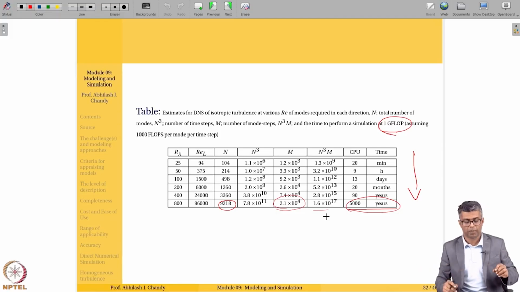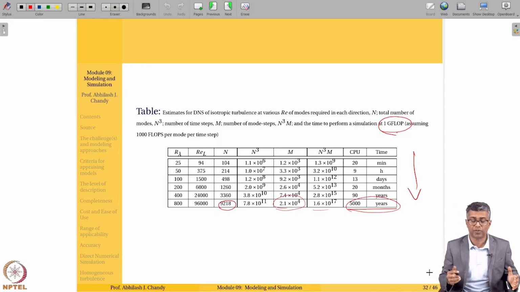And we put that into a table based on R lambda. At a relatively low R lambda, like 25, even though you will find a lot of literature that has done calculations at R lambda equals 25, R lambda equals 50, they are considered to be turbulent, yes, but they are relatively low Reynolds numbers, and the turbulence is not that high. In these cases, for 25 and 50, as you can see, if you run it on a gigaflop machine, it takes hardly any time, 20 minutes and 9 hours and so on.